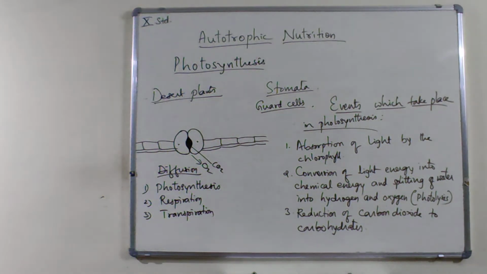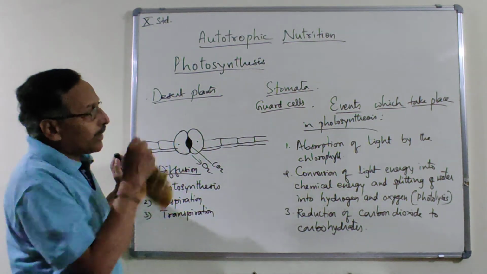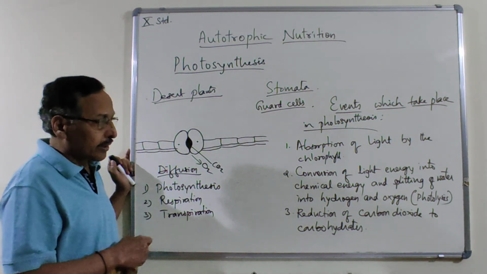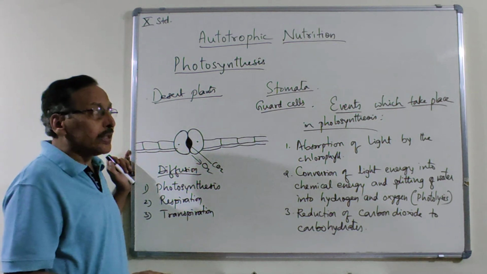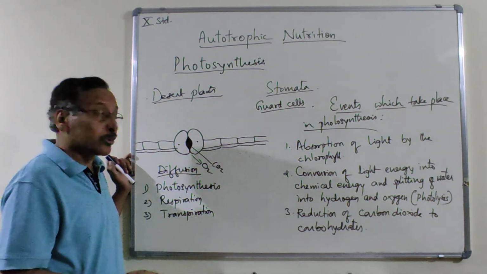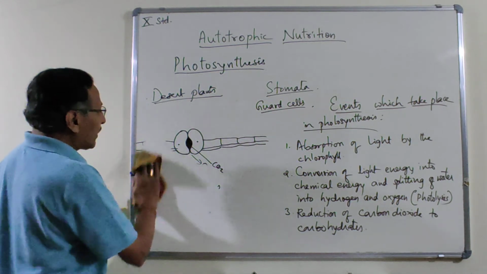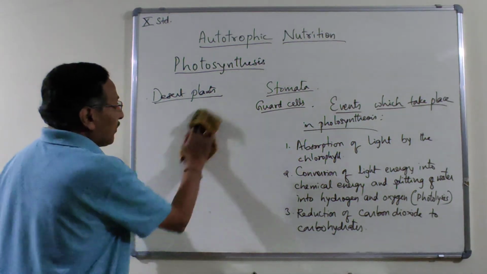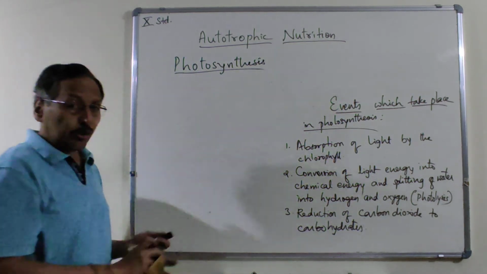Now, the importance of all the four raw materials, that is sunlight, carbon dioxide, chlorophyll and water. How do you show that these four raw materials are very important for photosynthesis? One by one, I will explain the experiments. There are simple experiments which show the importance of these raw materials.